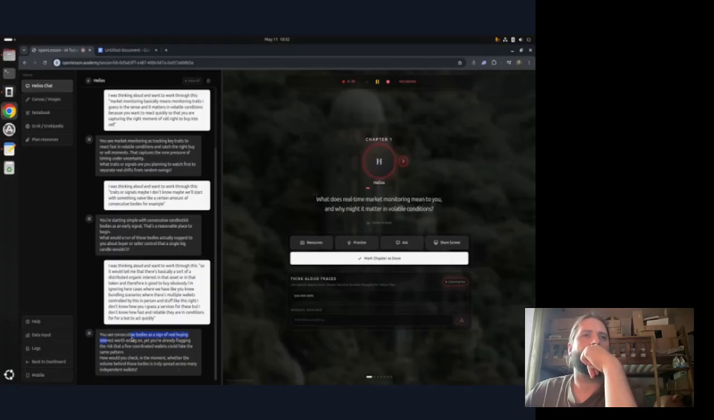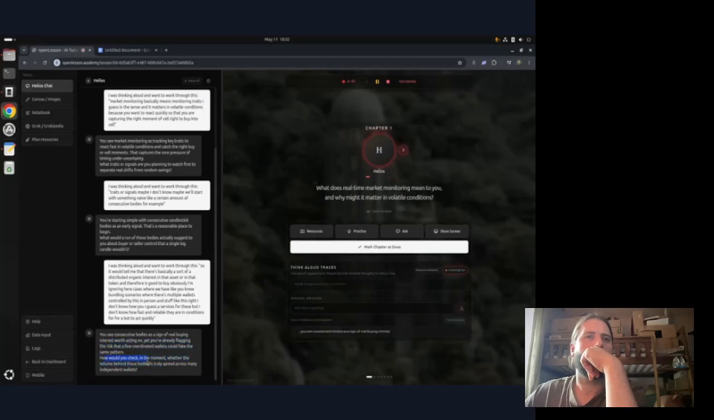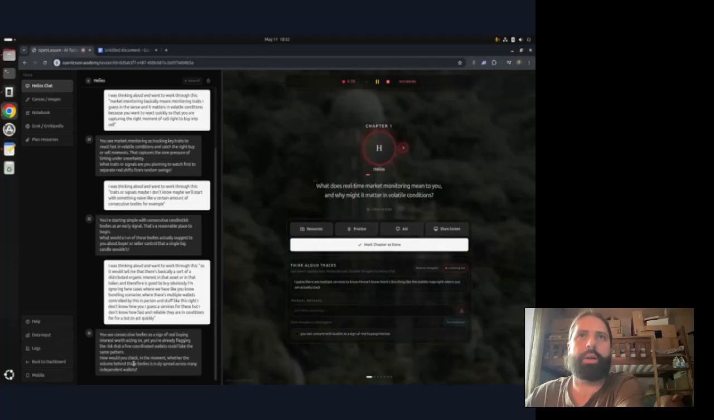You see consecutive bodies as a sign of real buying interest worth acting on. I guess there are multiple services. I know there's this thing like the bubble map, right, where you can actually track if wallets are related to each other via transactions, but I don't know how fast and reliable those services are.